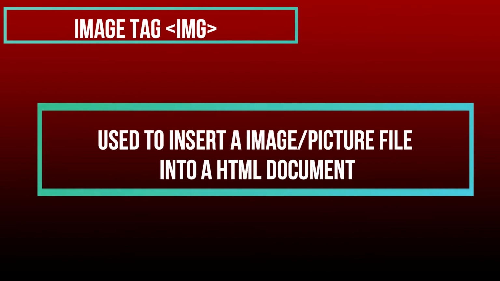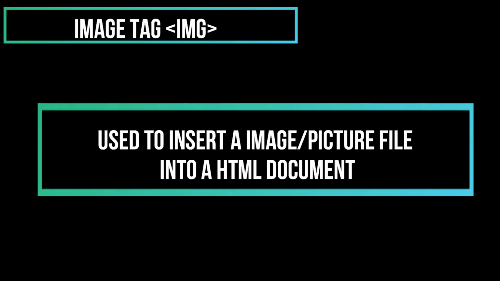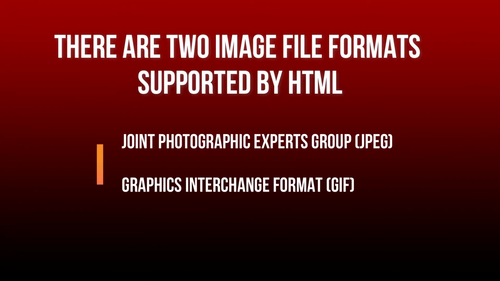The next tag that we will be discussing today is the image tag, or the img tag. The image tag is used to insert an image into our HTML document. Two image file formats are supported by HTML. The first one is .jpeg, or Joint Photographic Expert Group, and the second one is .gif, or Graphics Interchange Format.